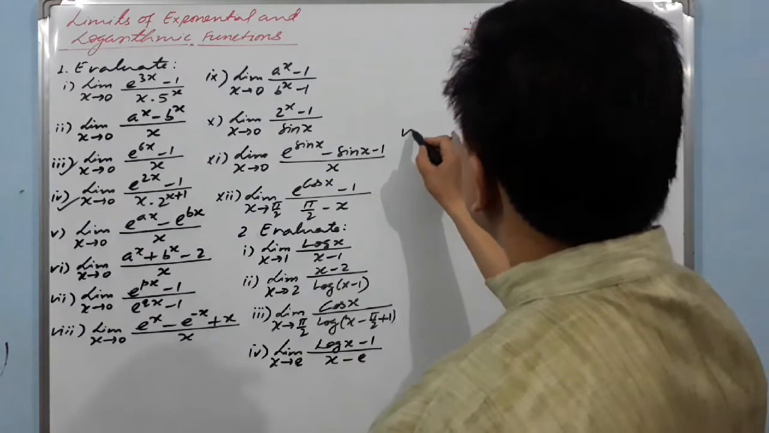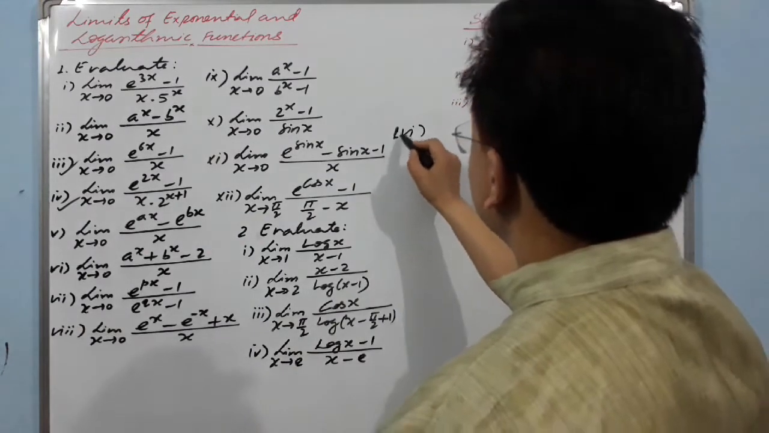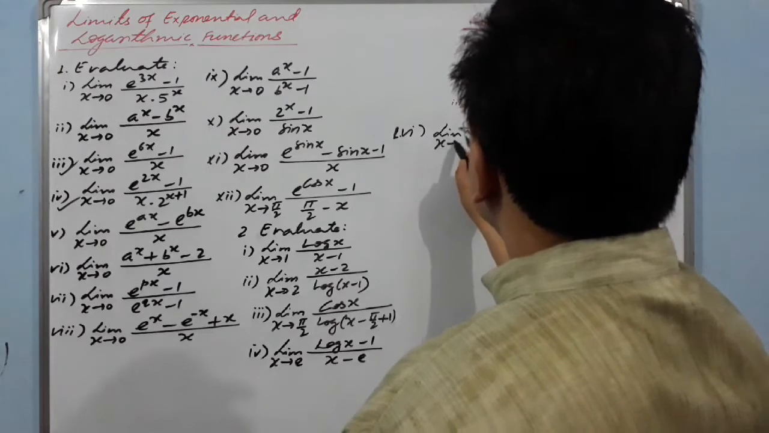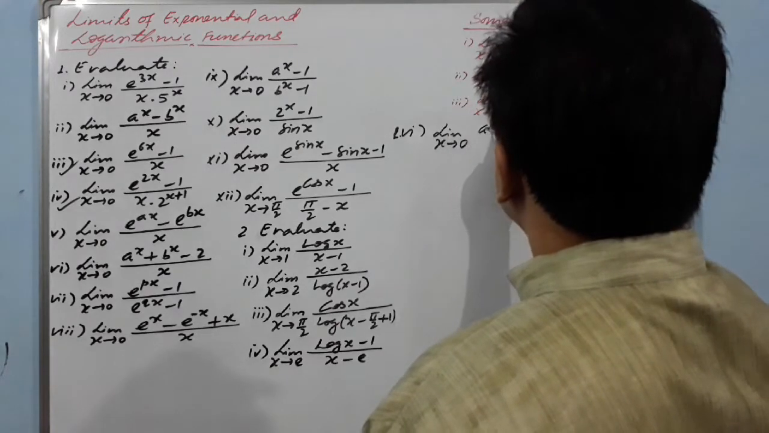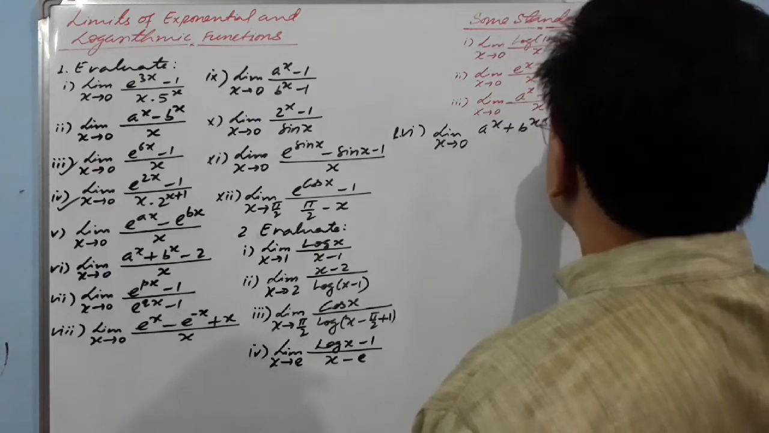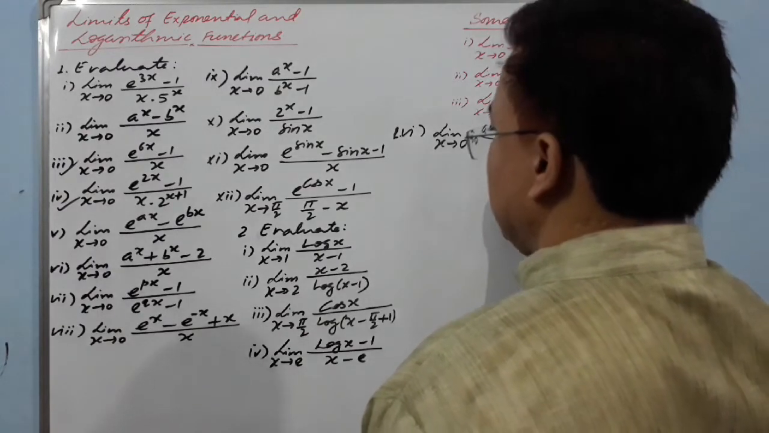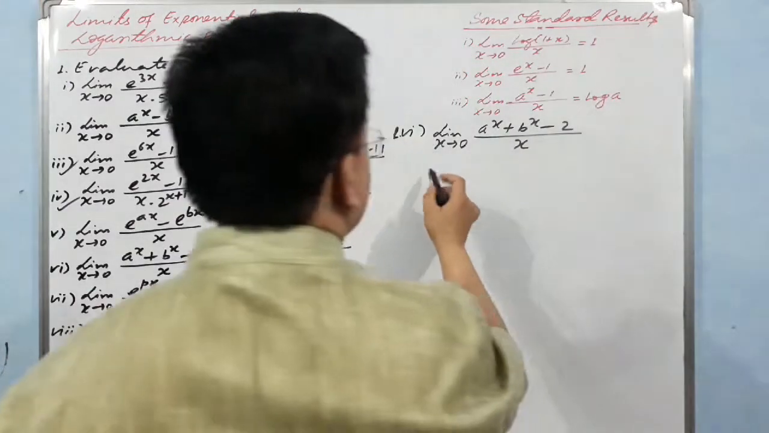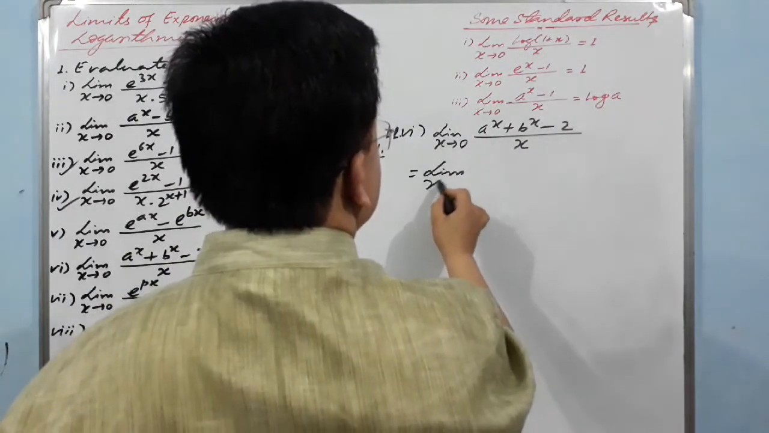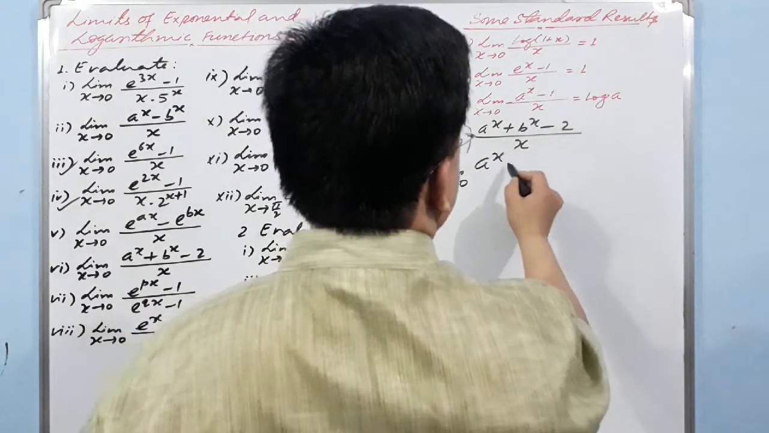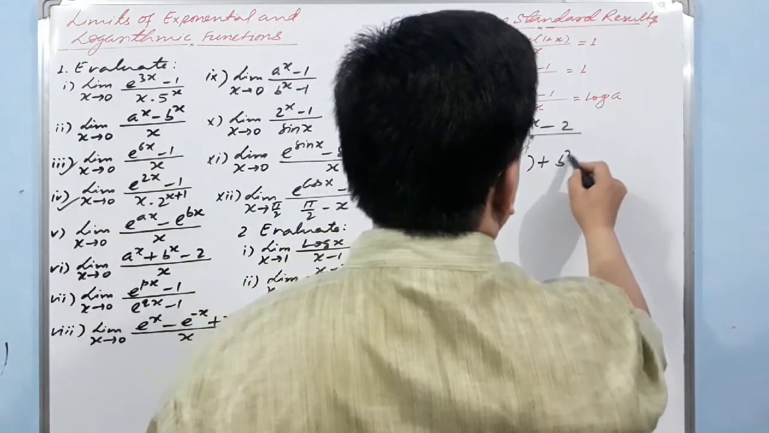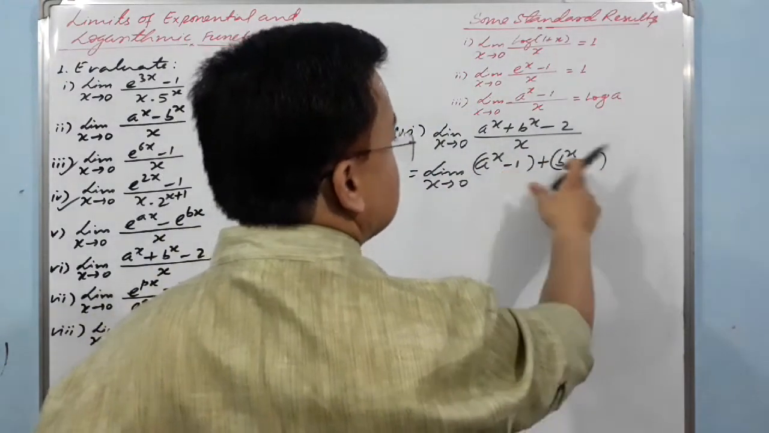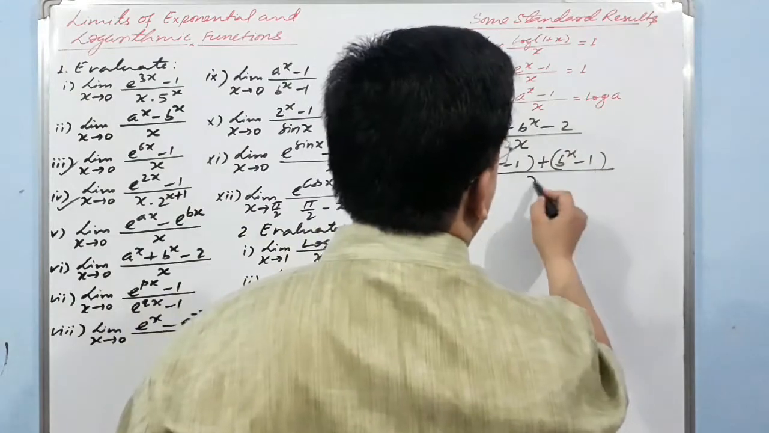Your question number 6 is this one. Limit as x tends to 0 of (a raised to power x plus b raised to power x minus 2) upon x. It's easy. Only the minus 2 is already there. We have to arrange it as limit as x tends to 0 of (a raised to power x minus 1 plus b raised to power x minus 1) minus 2 over x. Sorry, minus 1 minus 1 is minus 2.